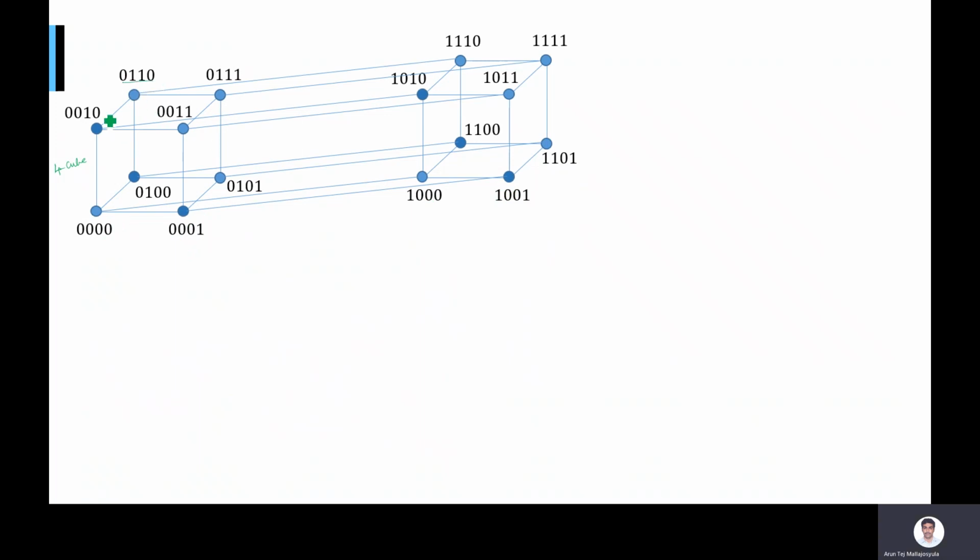0110. The adjacent code words are 0010, so only 1 bit difference. Here also 0111, only 1 bit difference. Here also 0100, only 1 bit difference. I can check with the other half also. 0110, the adjacent one is 1110. Here also only 1 bit is changing. So the distance is 1.